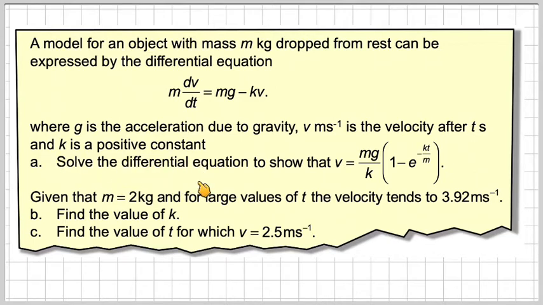Solve the differential equation and show that v = (mg/k)(1 - e^(-kt/m)). Given that m is 2 kilograms and for large values of t the velocity tends to 3.92 meters per second, find the value of k and then find the value of t for which v is equal to 2.5 meters per second.